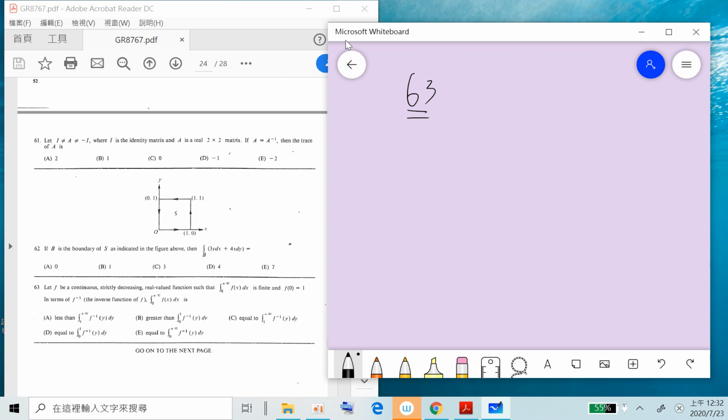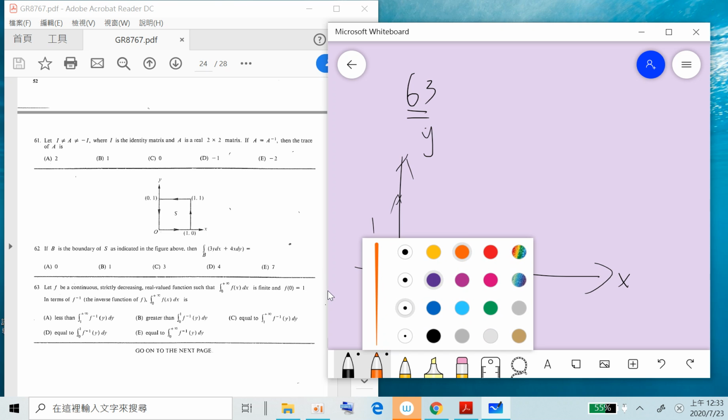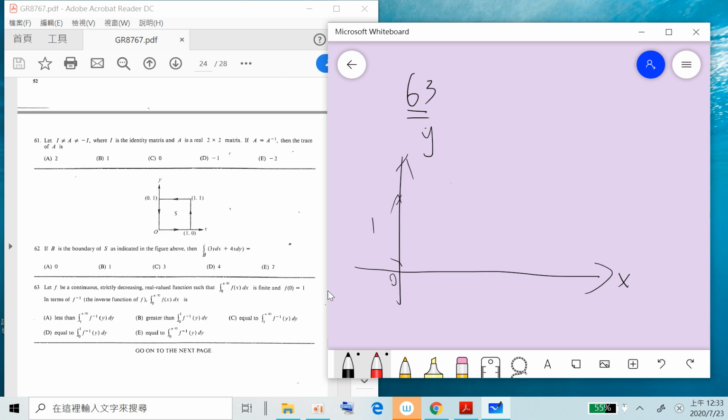63 is a special question. Suppose you have a function, continuous, strictly decreasing, real valued. Start from f(0) is 1, so this is 1. And f is decreasing, continuous, and goes to infinity. This is the area.